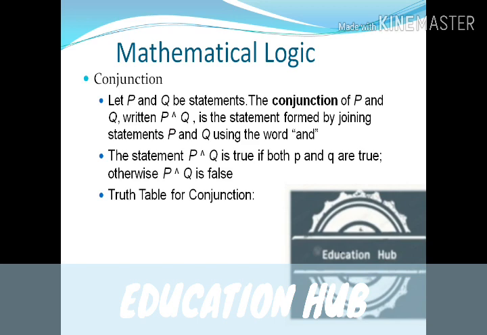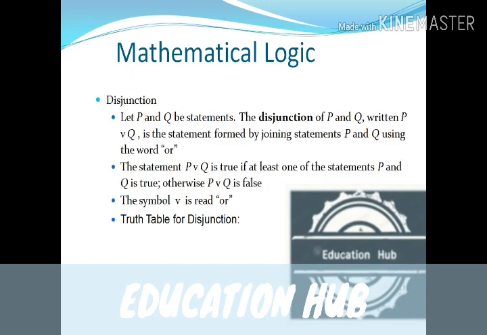Now one more thing I have to tell you: this is the conjunction of mathematical logic. Conjunction means, let A and B be two sets, the conjunction of P and Q is what is in P as well as Q. That is what we read in set theory as intersection, which is nothing but conjunction. Disjunction is nothing but union, which may be in P or may be in Q.